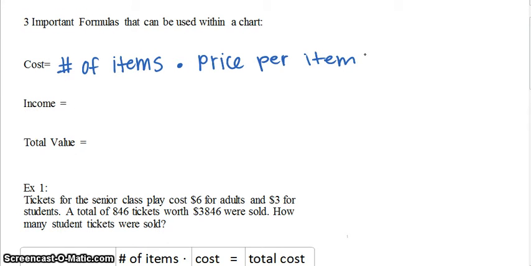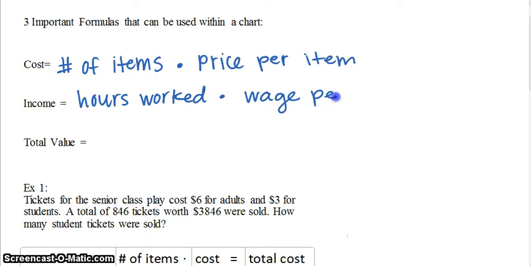Okay? Income. Income is the hours worked times the wage per hour. So that means how much you make per hour. So if you're making $10 an hour and you work 10 hours, then you've got $100. Okay? So simple enough.